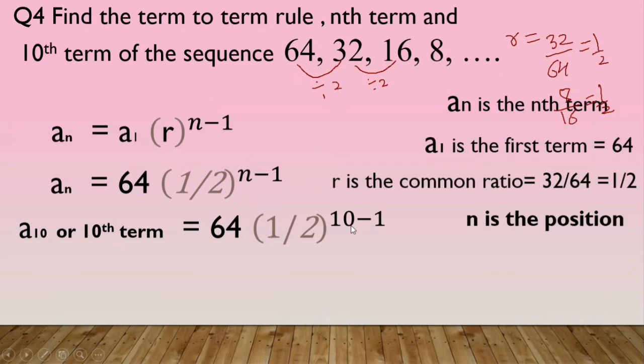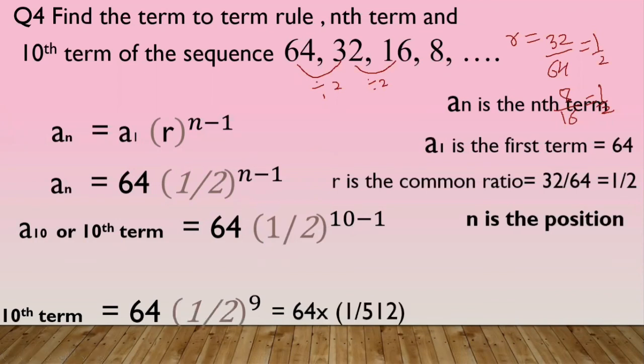10 minus 1 is 9. So half raised to 9 is actually 1 raised to 9 upon 2 raised to 9. 2 raised to 9 is 512, and 1 into 64 is 64, and 64 divided by 512 is 1 by 8. So what did we do here, children? We substituted the values in the given equation and found the value. Now look here, 1 upon 2 raised to 9 is actually 1 raised to 9 upon 2 raised to 9. Now 1 raised to 9 is 1.